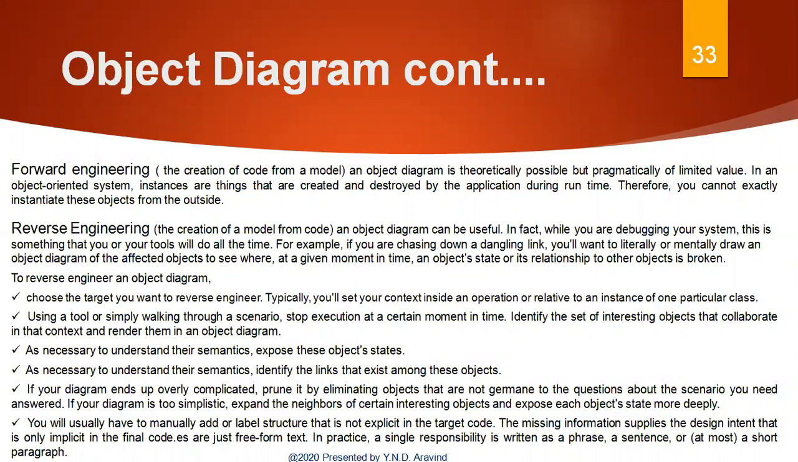Whereas to reverse engineer an object model, we choose the target content we want to reverse engineer. Then we use a tool to stop the execution at a certain moment in time. Then we identify the objects that collaborate with each other and represent them in an object diagram. We also need to understand their semantics and then express these object states. And we also need to identify the links between the objects to understand their semantics.